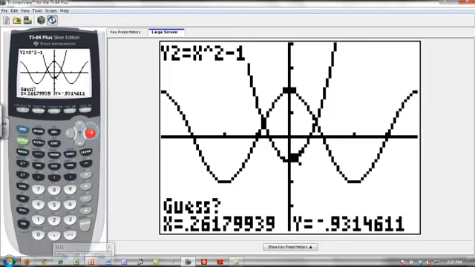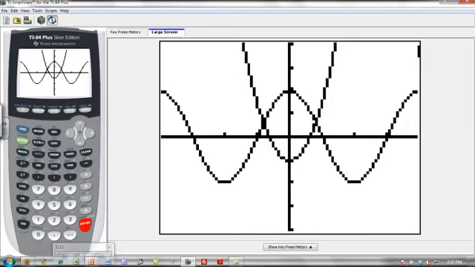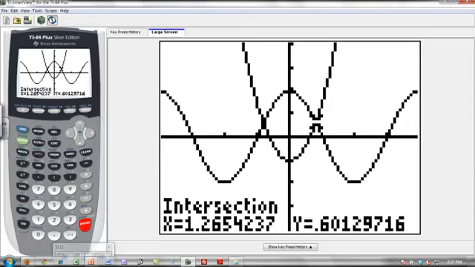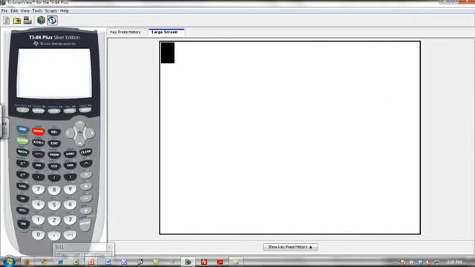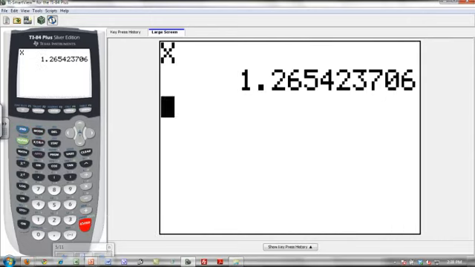And then I'm going to shimmy over here just a little bit, so I guess it's the one on the positive side. So there we have it. Our intersection is 1.26 blah, blah, blah. And when I leave the graphing screen, I note that x still has that value.